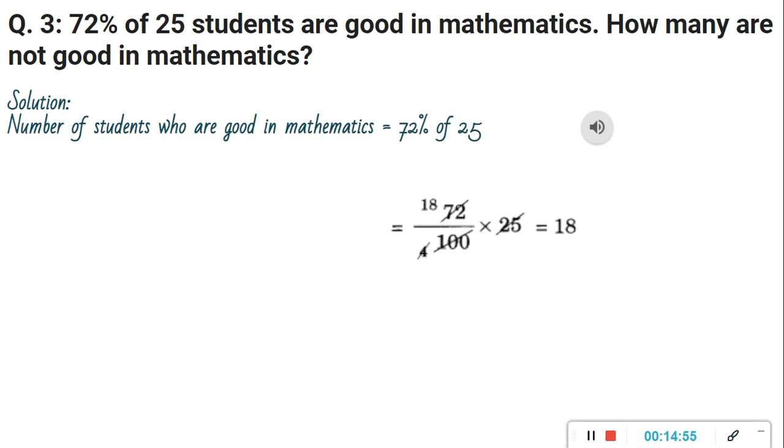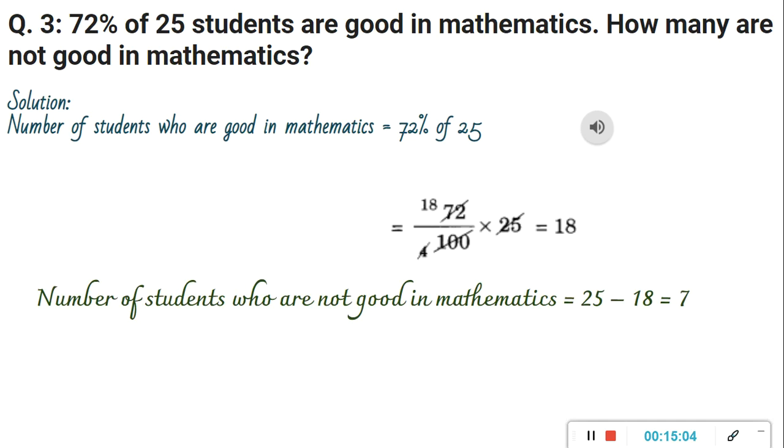25 in 100, 4 times, then 4 in 72, 18 times. So the answer is 18. So number of students who are not good in mathematics means total minus number of students good in mathematics. So 25 minus 18 is equal to 7. So then number of students not good in mathematics is 7. Clear?